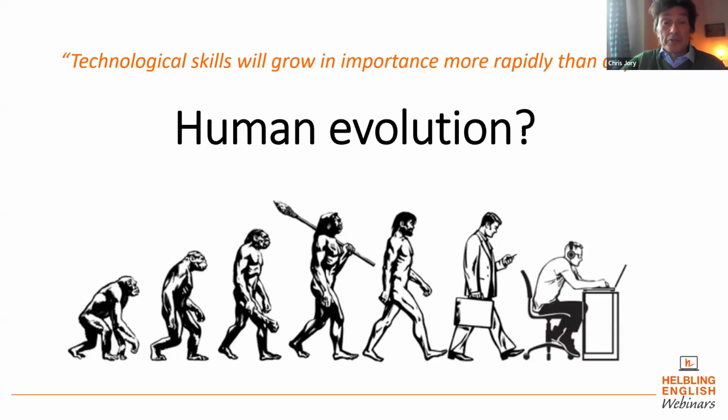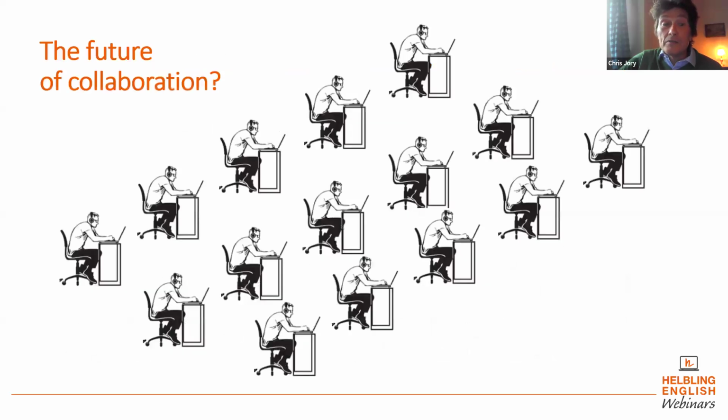So if you think about technological skills growing in importance more rapidly than any other, you may be familiar with this kind of illustration of the evolution of the human race, and the end point potentially, or maybe even the current situation, the guy on the right or the girl on the right sitting there embedded in their technology. And this may lead you to think, the future of collaboration, does it look something like this, where everyone's sitting at their workstations remotely collaborating, and what are the implications there for the kind of soft skills that might be needed if this is the future?